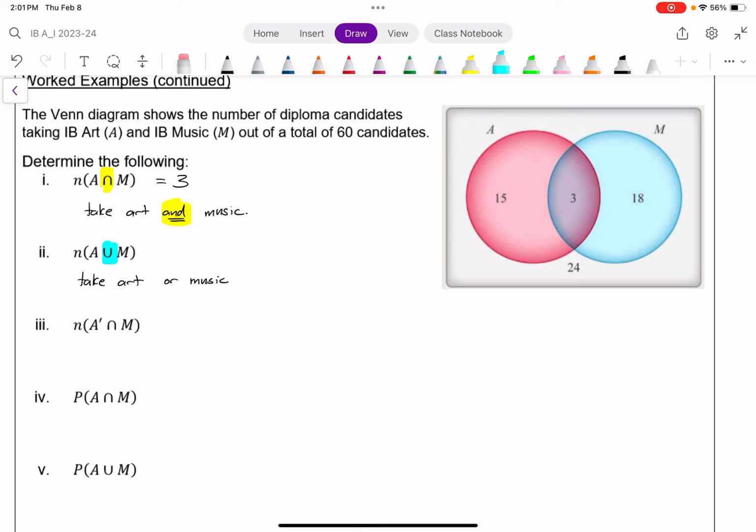So in the end, how many students take art and music, or art or music, I should say? We have the 15 who just take art, the 18 who just take music, as well as the 3 who are taking both. Add those all up, and we got 18. How on earth did I get 18 there? That does not make any sense.